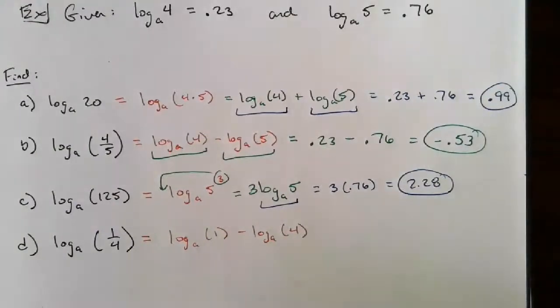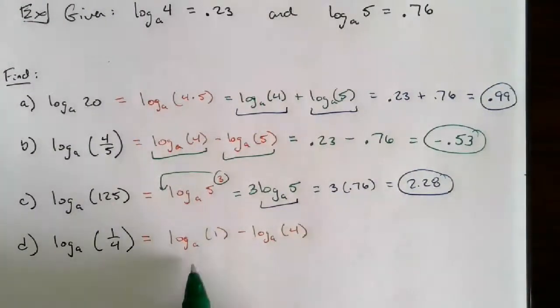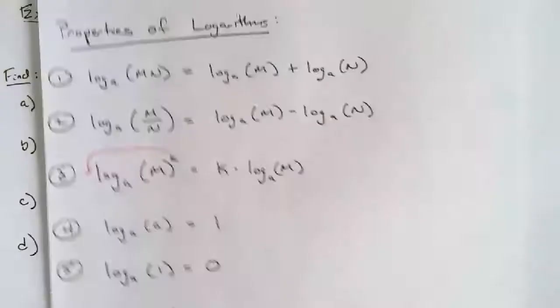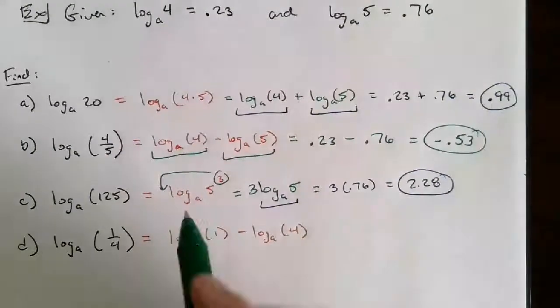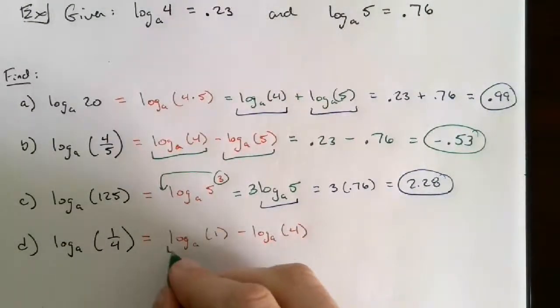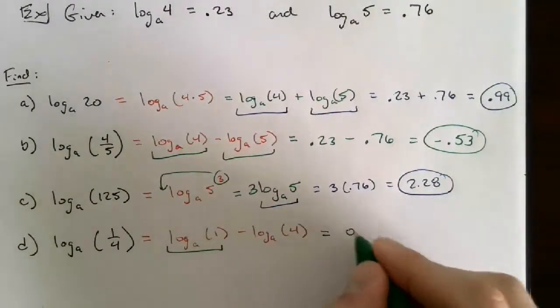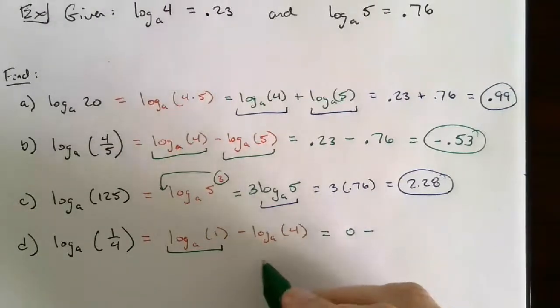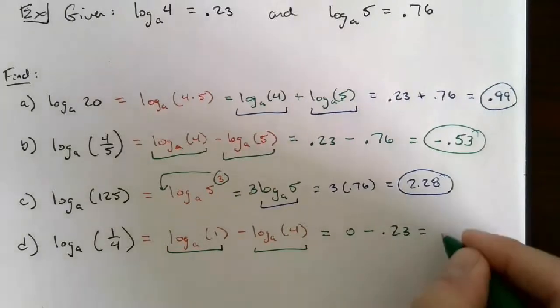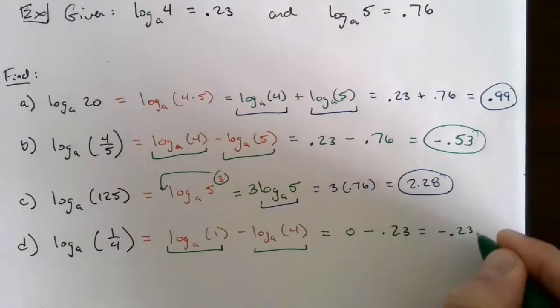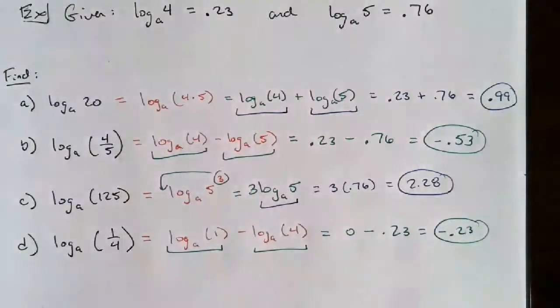But log base a of 1, make sure you know how to evaluate that. Even though I didn't give it to us, remember what we said. When you take the log of 1, no matter what the base is, it's always equal to 0. Because it's really saying a to what power gives me 1. Well, that's a to the 0 power. So this part we know is going to be 0. So it's just equal to 0 minus log base a of 4 now. We know that from above is 0.23. So the answer here is negative 0.23.